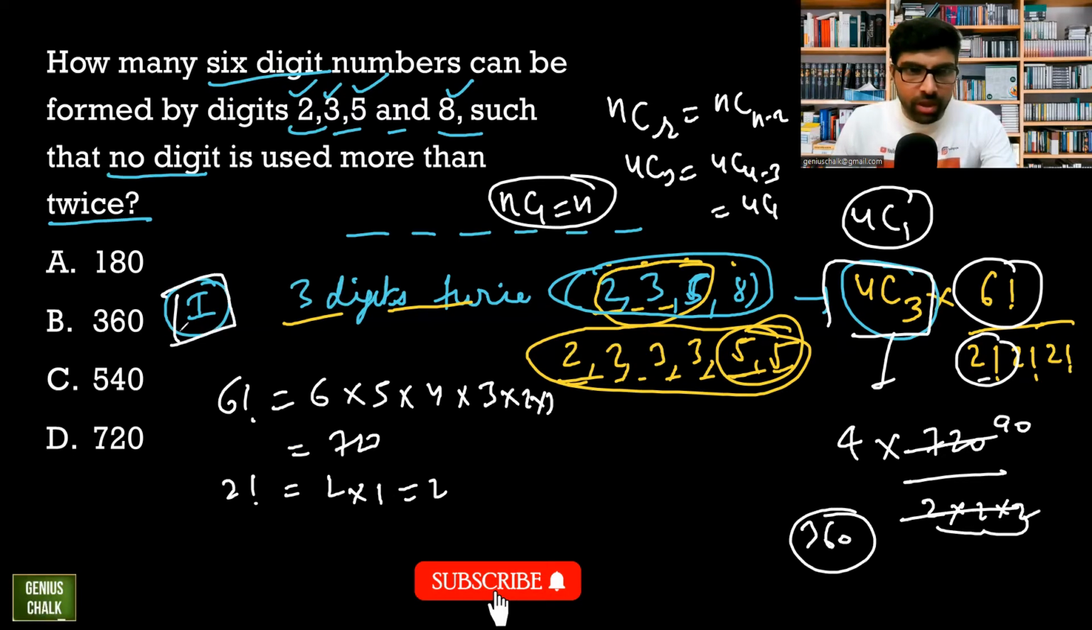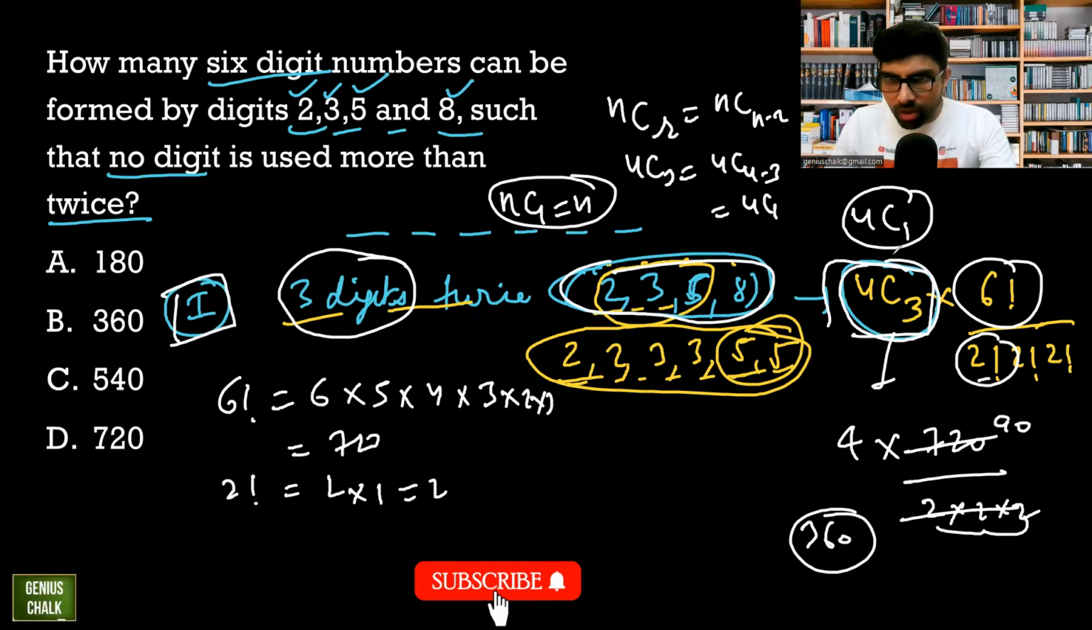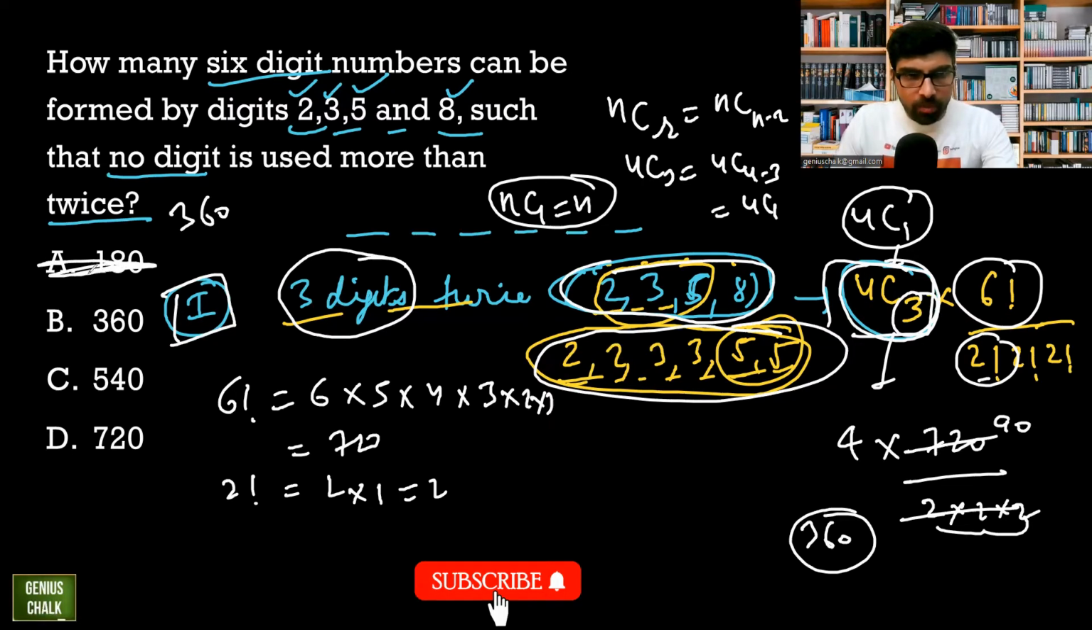So in the first case, where I am using three digits twice out of the 4, it will be 4C3, the selection of three digits from 4, and their permutations. So this is 360. Now I will write 360. So the answer cannot be 180. It could be 360 or more.